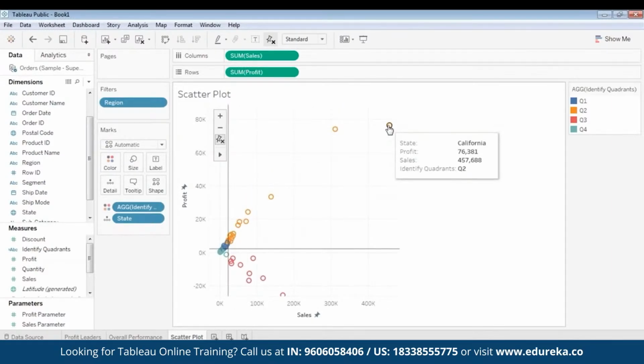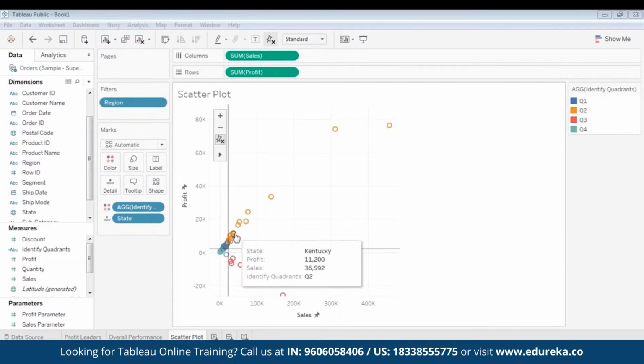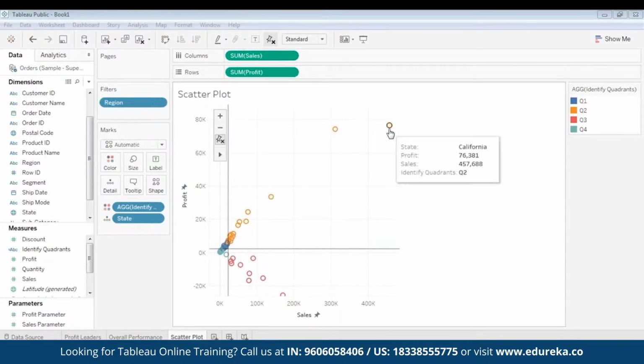California and New York, and also Washington are doing very, very well, guys. Can you see that? They are doing very, very well in terms of sales and profit. So now by looking at this scatter plot, guys, the regional managers can decide where to invest more money and where not to invest. Define now how the states have performed so far. So basically California, New York and Washington are doing excellent.